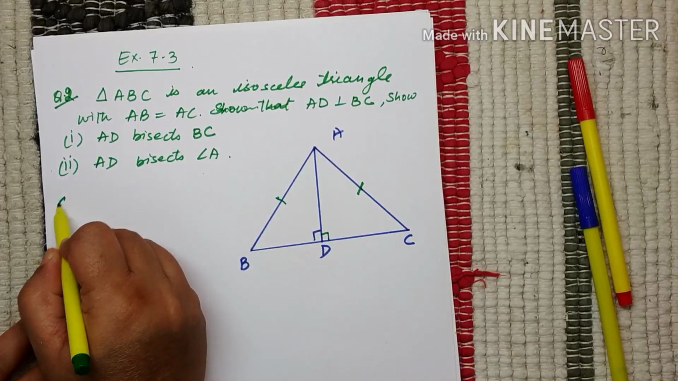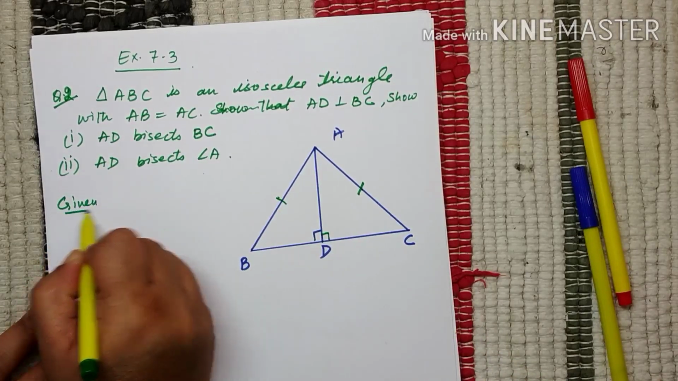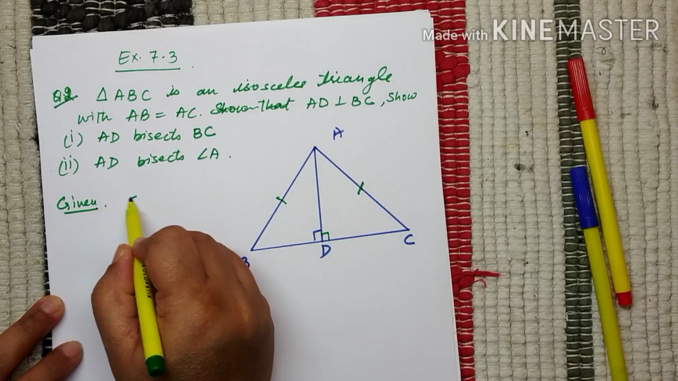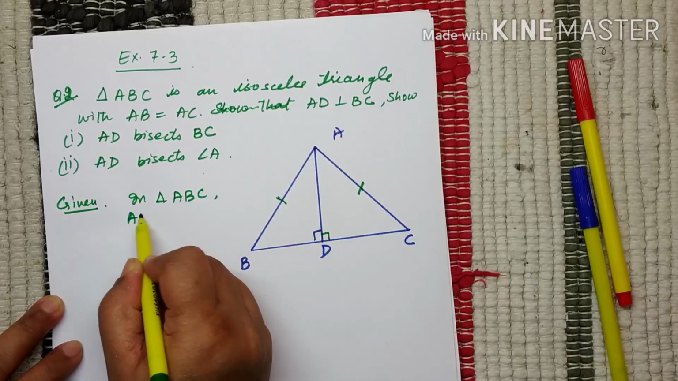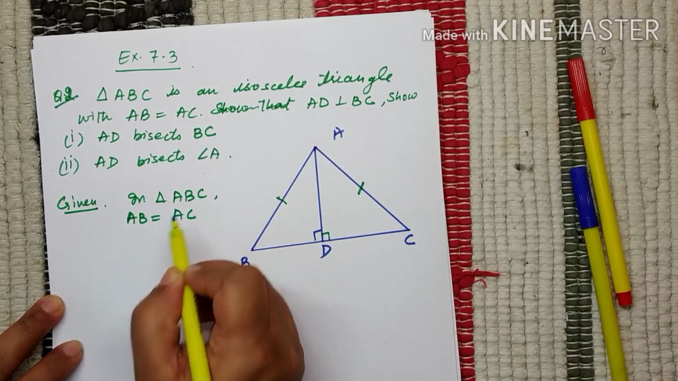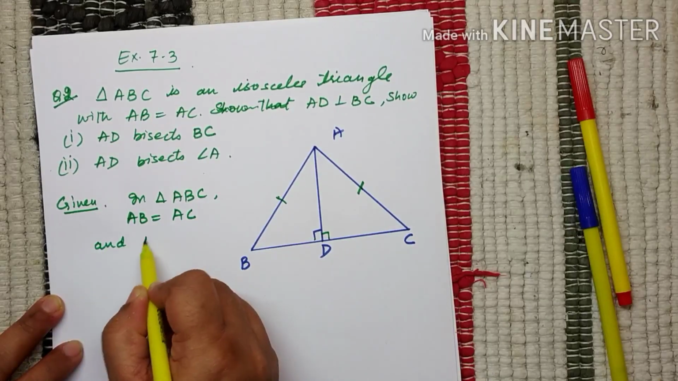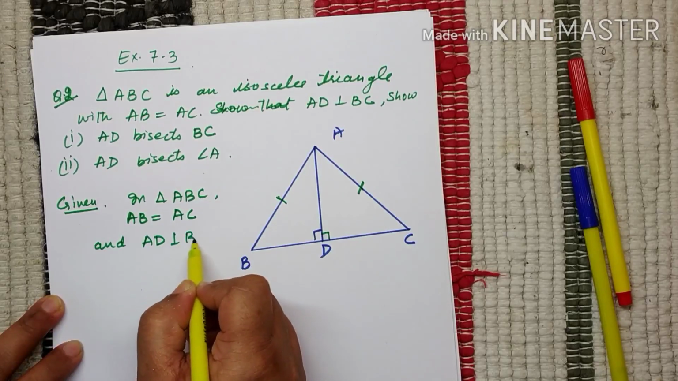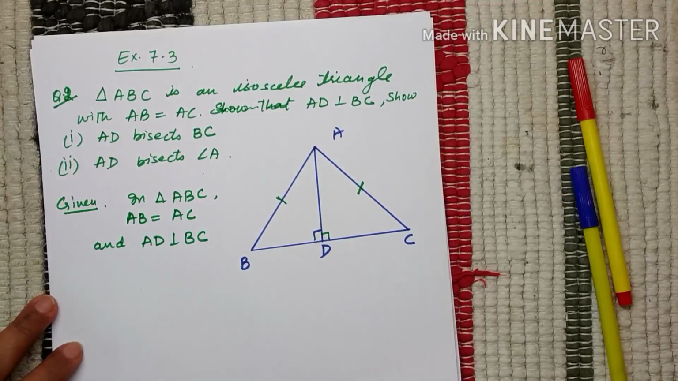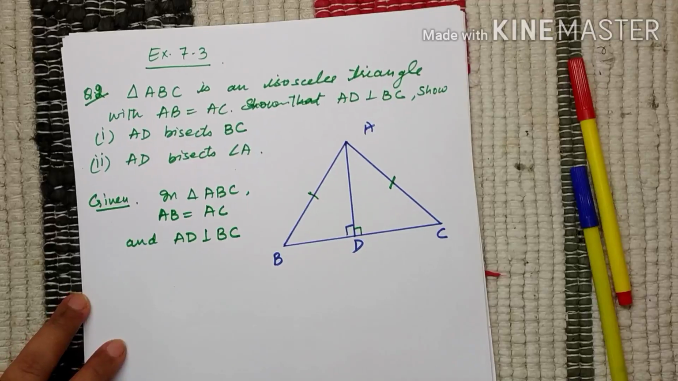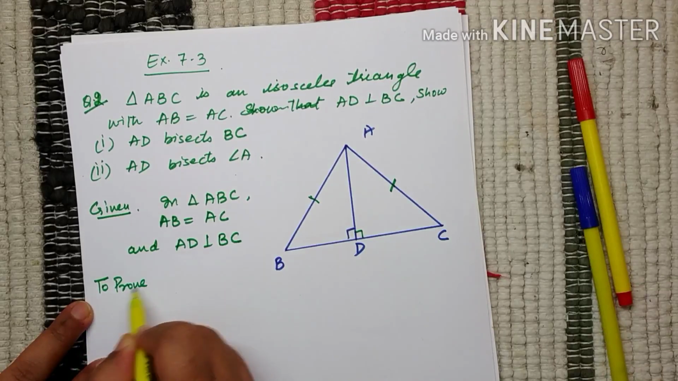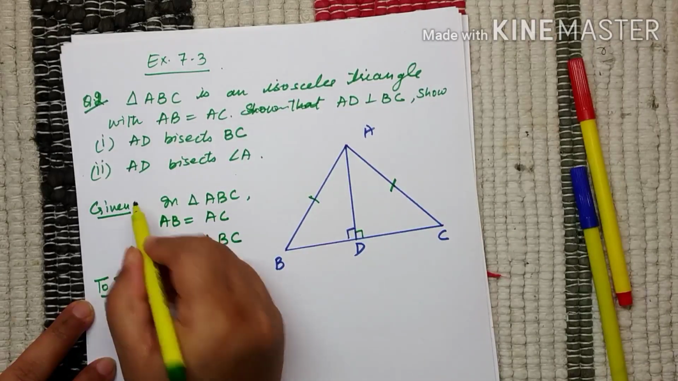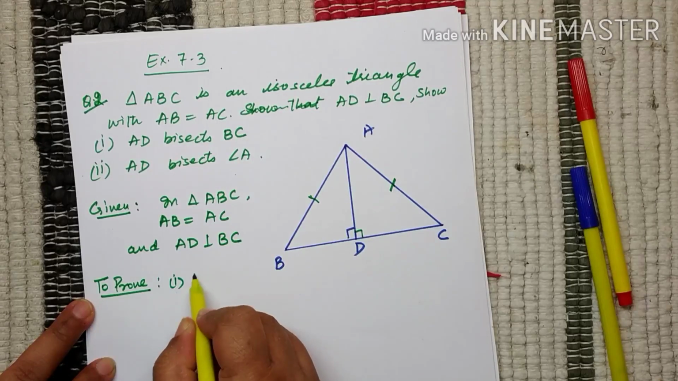So let's first of all write down the given. What is given? In triangle ABC, AB is equal to AC and AD is perpendicular to BC. Given is what is given in the question, so we write the question statement only, in mathematical form. To prove: now what are we required to prove in the question? To prove, first part, AD bisects BC.